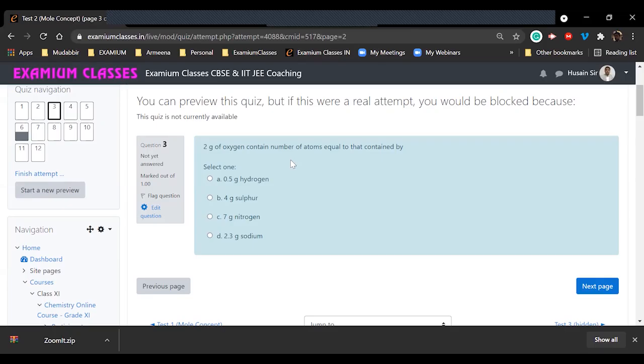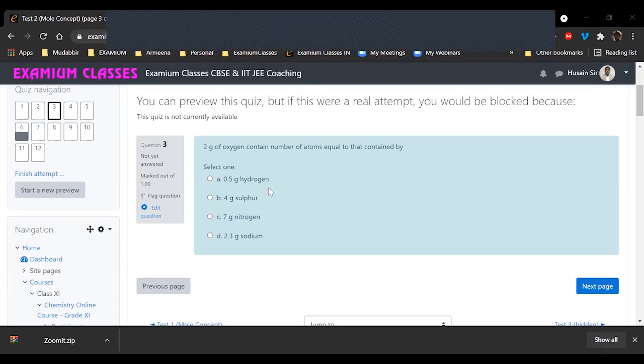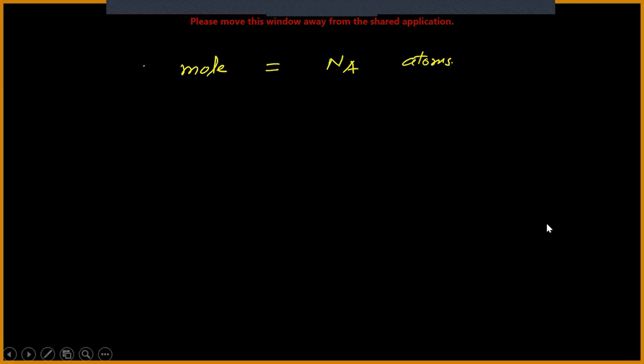You are talking about 2 grams of oxygen contain number of atoms equal to that contained by. Equal to that means atoms here, not molecules. So 2 gram of oxygen contain number of atoms equal to that contained by something, which means atoms. So here we are comparing atoms and atoms. Keep the calculation simple, everything in atomic form. So here, moles of oxygen in atomic form.